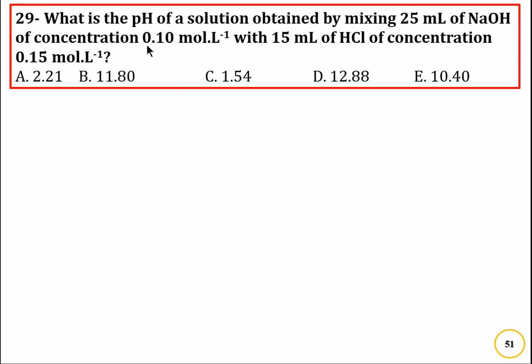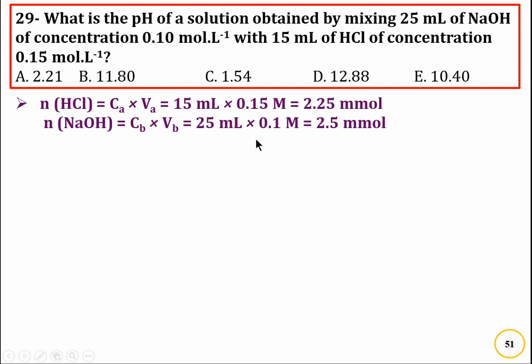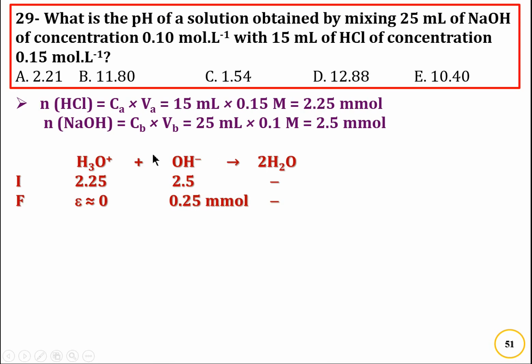Exercise 29. What is the pH of a solution by mixing NaOH with HCl? NaOH is a base and HCl is acid, so necessarily we have a reaction. And this reaction is written according to H3O+ plus OH- that give 2H2O. K for this reaction is equal 1 over concentration H3O+ times OH- equal 1 over Kw equal 1 over 10^-14 equal 10 to the power 14.